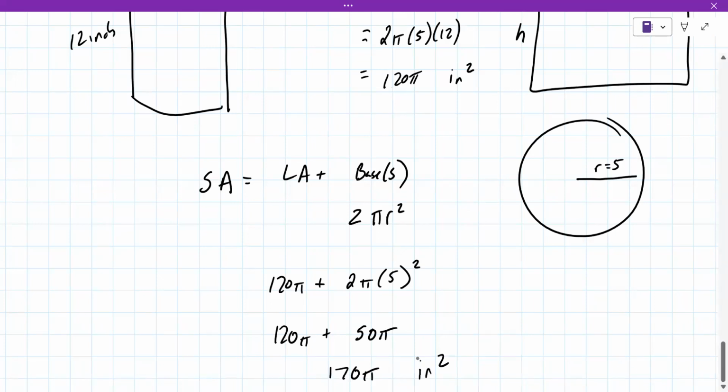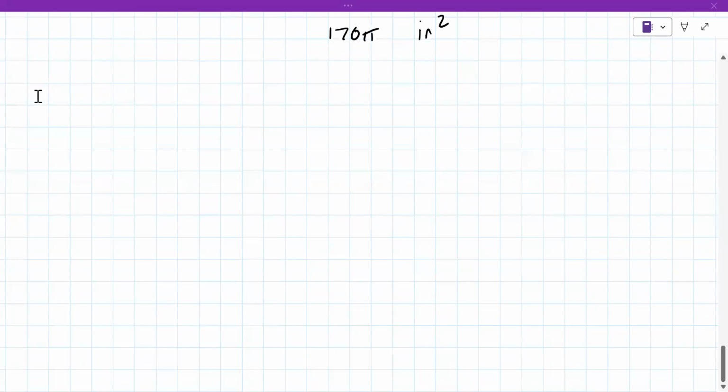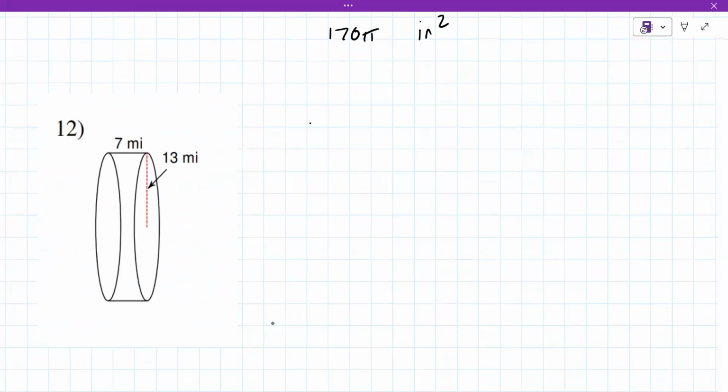Very good. Okay, so let's look at another problem here with a cylinder. And let me see if I can frame this correctly. All right, so I'd like you to tell me the value of the radius and the height, please. So the radius is 13. And the height is 7.